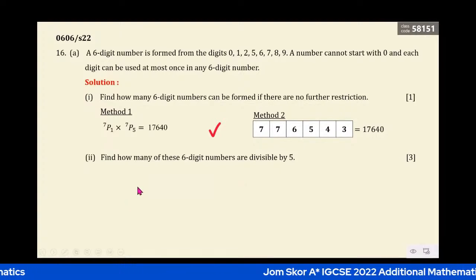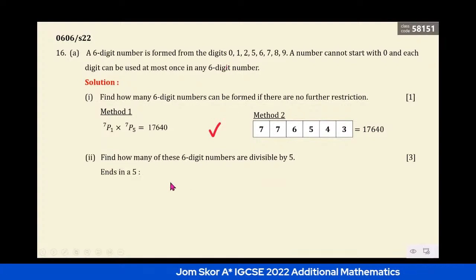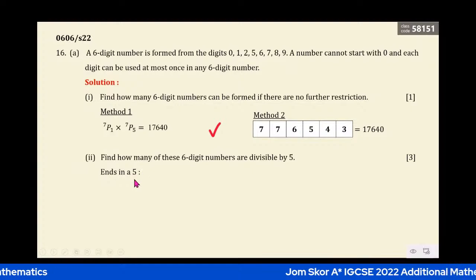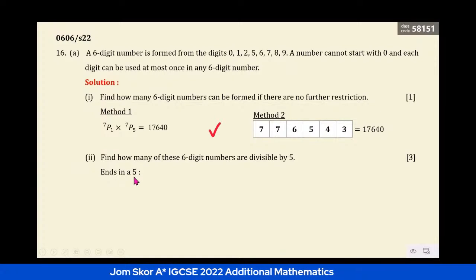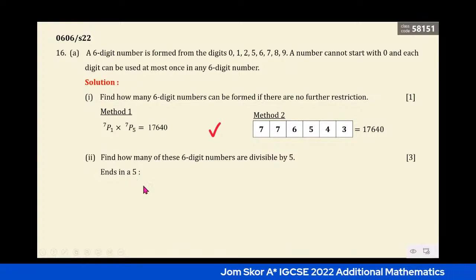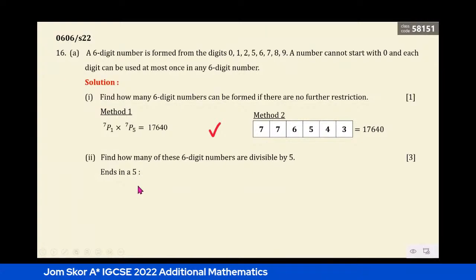Okay. So kita akan buat. So we have the first, we consider that the number ends in a 5. Okay, nombor tu akan berakhir dengan 5. So bila nombor berakhir dengan 5, the 6th place dah diisi dengan nombor 5. Okay, so sekarang ni kita cuma nak isi the first 5 places. Nombor tempat yang ke-6 tu dah diisi dengan digit 5.